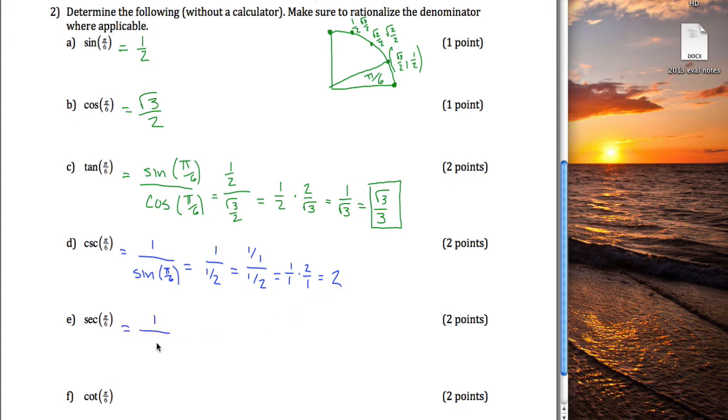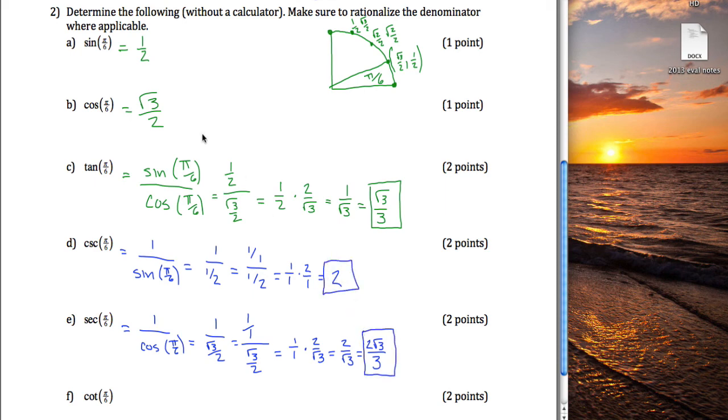Similarly, secant is 1 over cosine of pi over 6, which is 1 divided by root 3 over 2, which is 1 over 1 times 2 over root 3, which is 2 over root 3, but if you rationalize the denominator, it's 2 root 3 divided by 3. I don't know why some of these get a box and some don't. Guess I should add a few there.